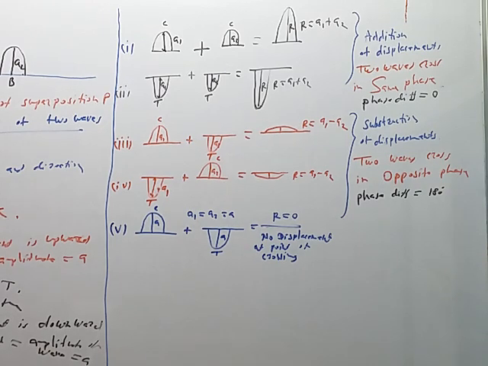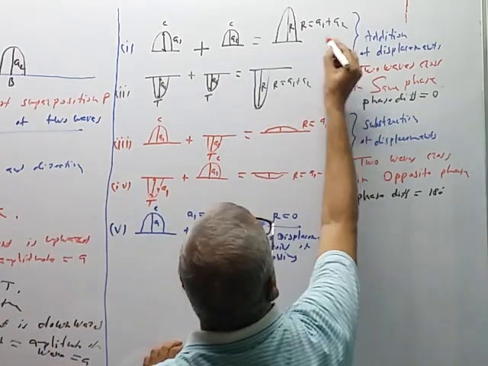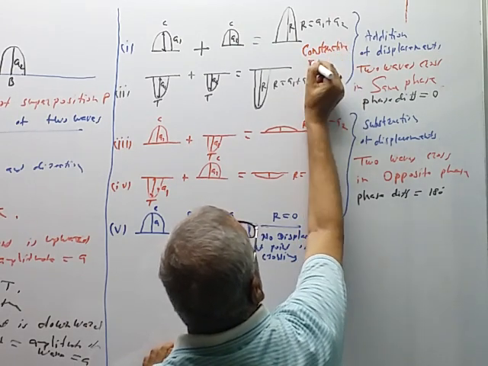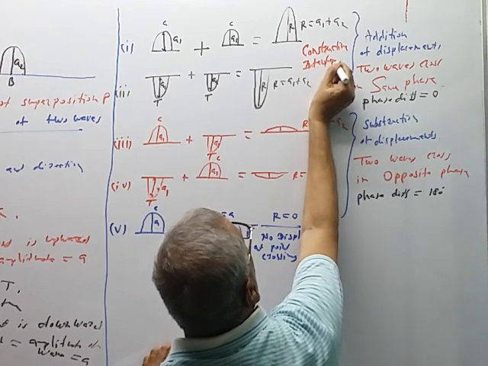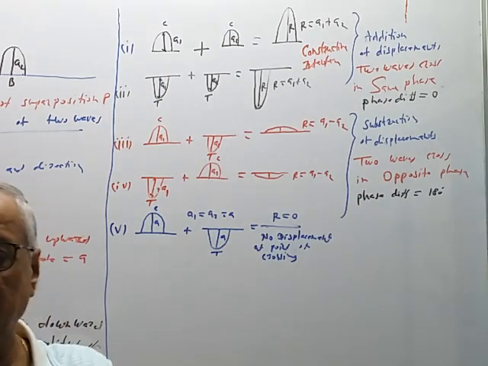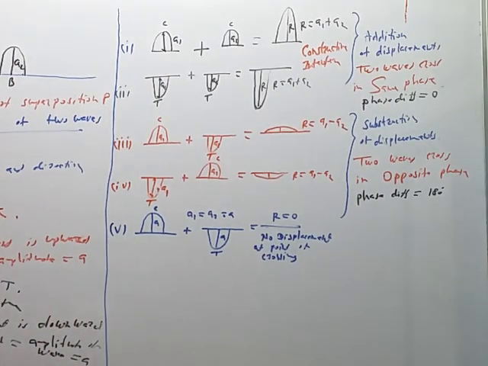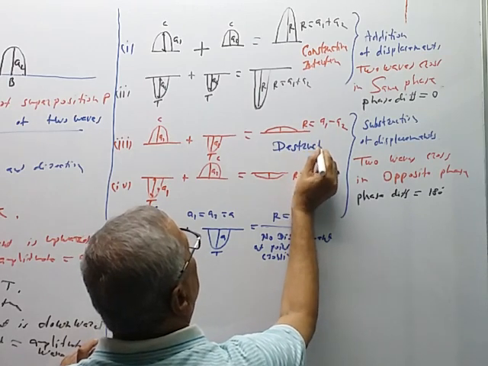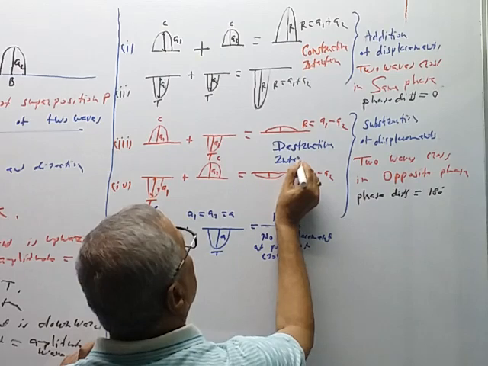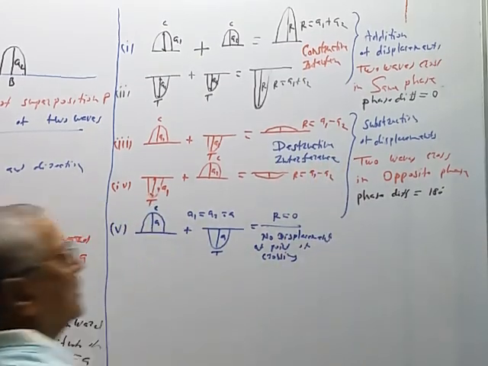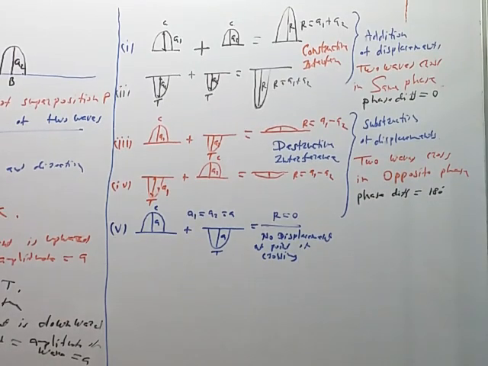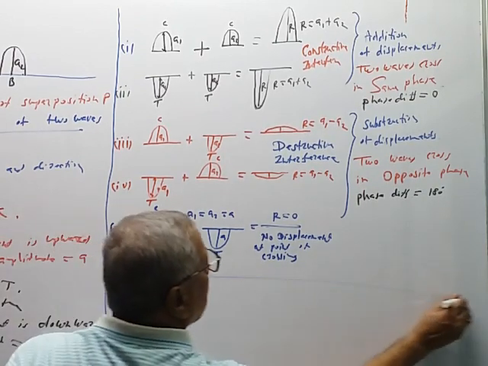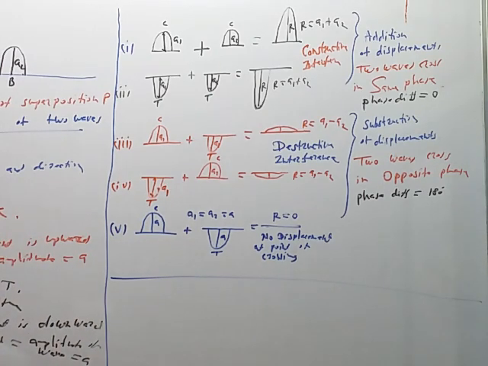So now you can define. The first two cases give constructive interference, and here we get the destructive interference. So there are two types of interference: constructive interference and destructive interference, like this. So before going to see the detailed points of difference between constructive and destructive interference, first let us define the phenomenon of interference of light.